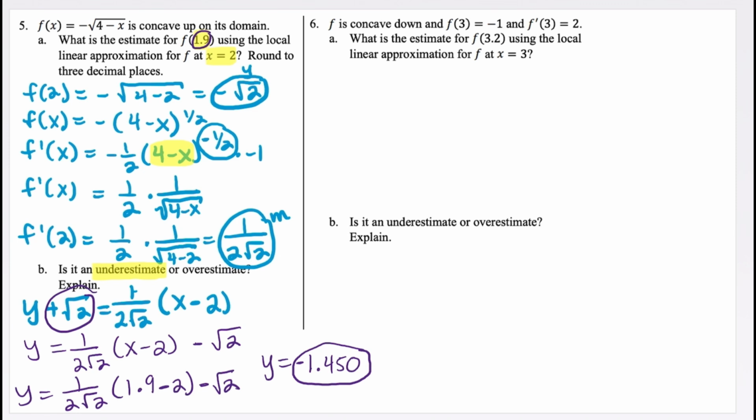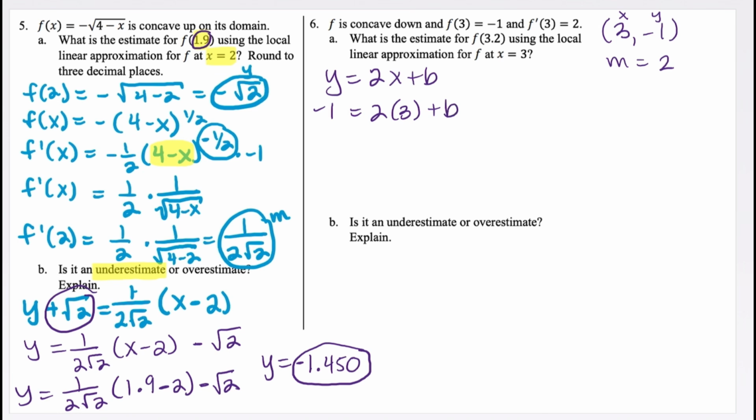So my point on my original graph is 3, negative 1. So that is my x and my y. And my slope is going to be 2 because that is f prime of 3. So I'm going to go ahead and plug that slope into my formula. And then I'm going to plug negative 1 in for y and 3 in for x. And I get 6, which means b is going to be negative 7. So my equation is y equals 2x minus 7.